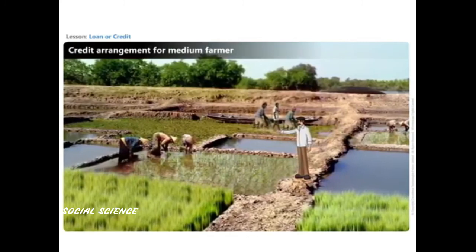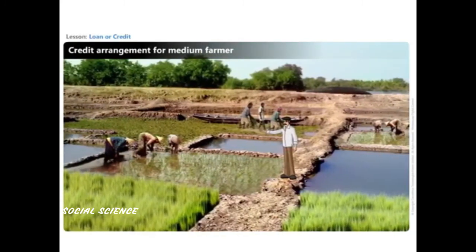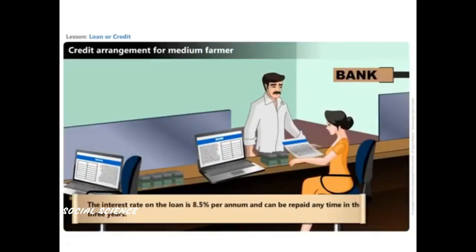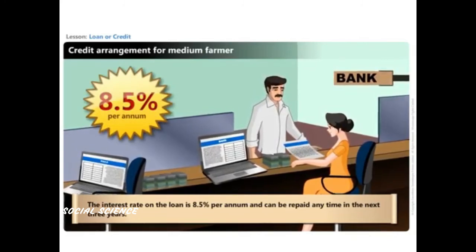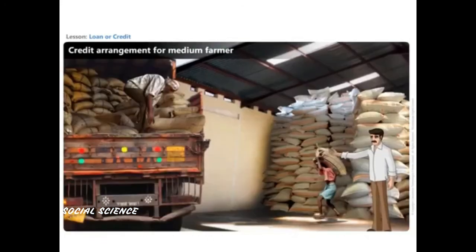Arun has 7 acres of land where he grows multiple crops in various seasons. He is one of the few people in the village who receive bank loan for cultivation. The interest rate on the loan is 8.5% per annum and can be repaid any time in the next 3 years. He has to show his land papers to get the loan.